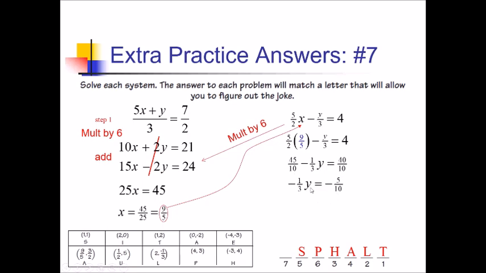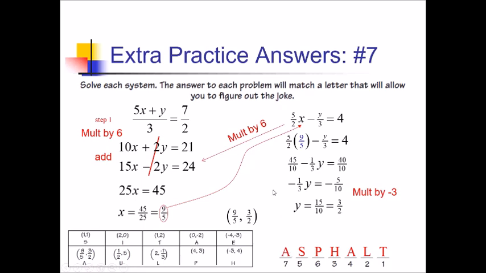Now to get y by itself, I can just multiply both sides by negative 3, the reciprocal of negative 1/3. That gives me a y on the left, and negative 3 times negative 5 is positive 15, and we still have a 10 in the denominator. Reducing 15 over 10 gives us 3 over 2. So we've got 9/5, comma, 3 over 2 for this answer, and that does indeed match A, which we can put in that first spot right there.